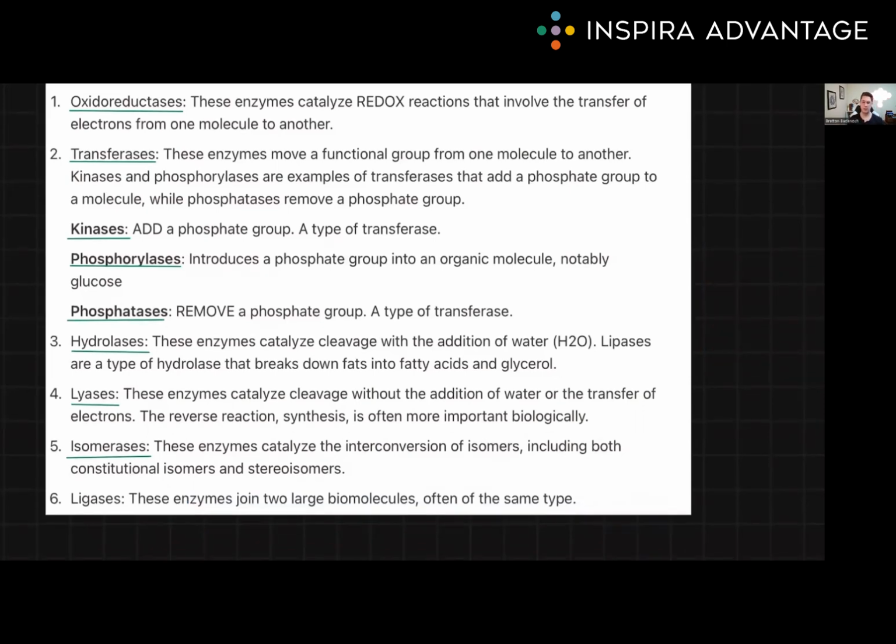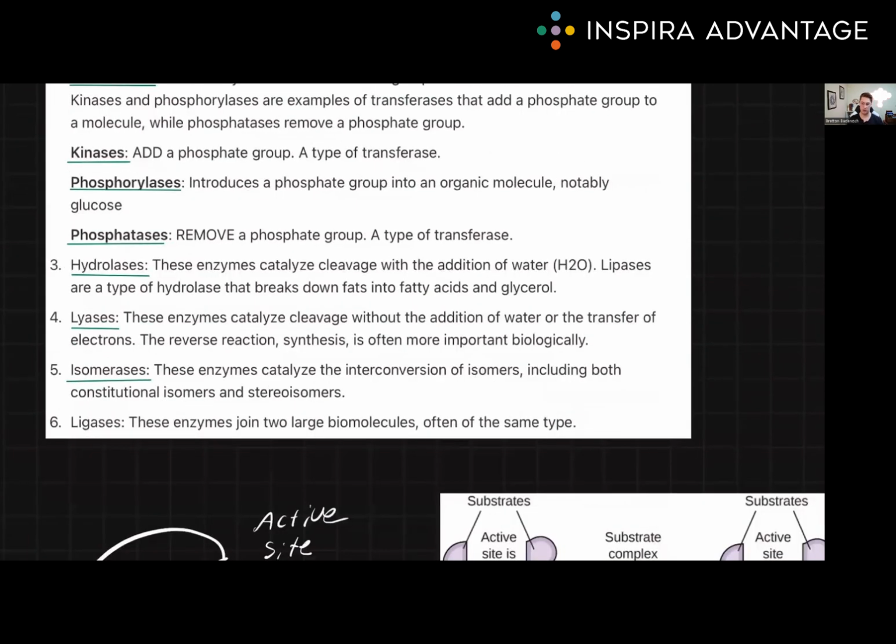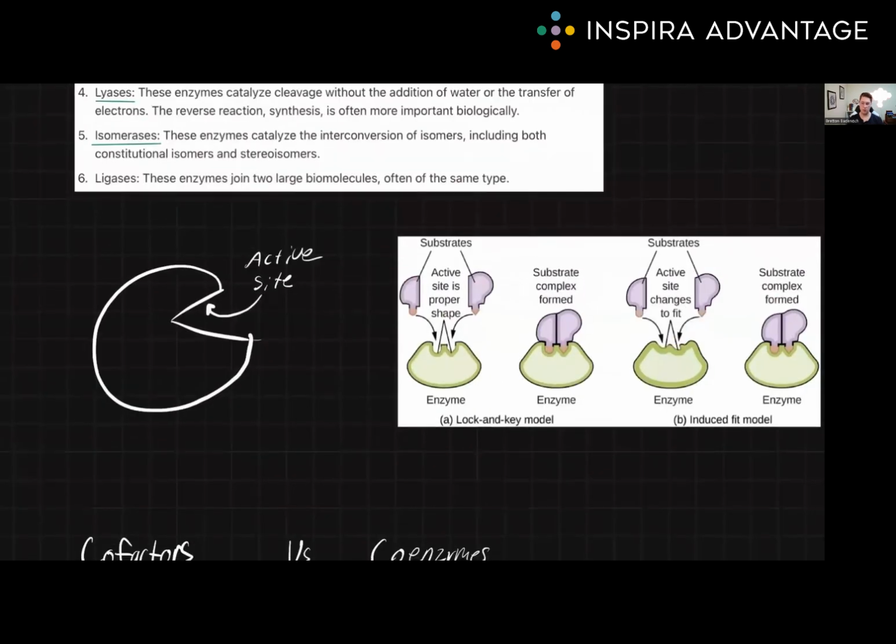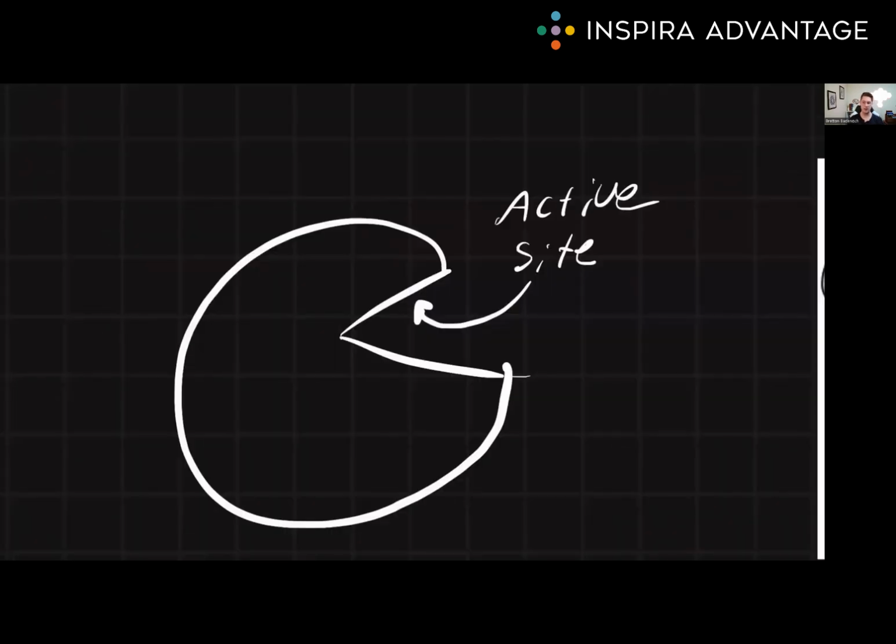It's important to note that some enzymes can belong to more than one category. For example, kinases are a type of transferase that add a phosphate group, while phosphorylases introduce a phosphate group into an organic molecule, such as glucose. Enzymes are proteins that act as biological catalysts, accelerating chemical reactions in living organisms. They achieve this by stabilizing the transition states of the reaction, providing a favorable microenvironment, or bonding with the substrate molecules. The active site of an enzyme is the site of catalysis. This is where the substrate is going to bind to the enzyme to form the enzyme-substrate complex.